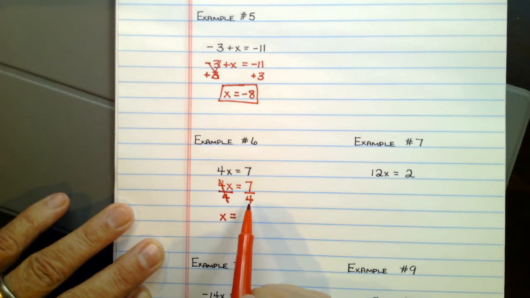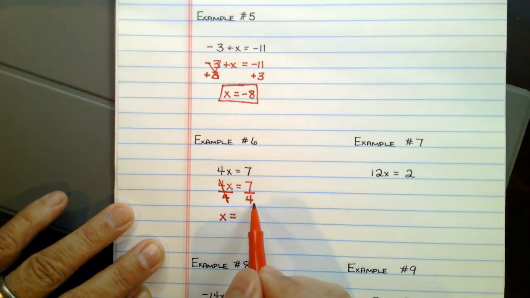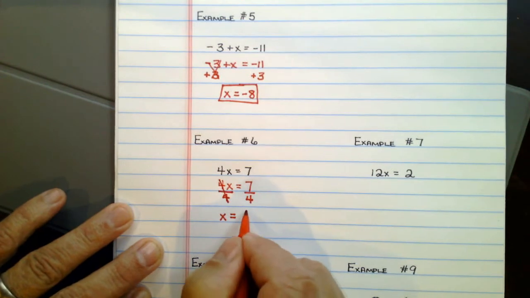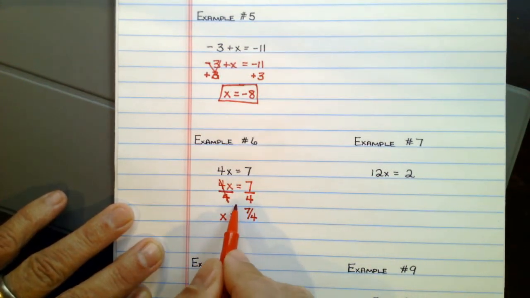7 divided by 4. If I took a calculator out and did that, it would not come out to be a whole number. They're more than likely going to want you to write fractions. This is already written as a fraction. It's okay for the top number to be bigger than the bottom number. That's just an improper fraction. My answer is simply 7/4. I don't have to do anything else here.